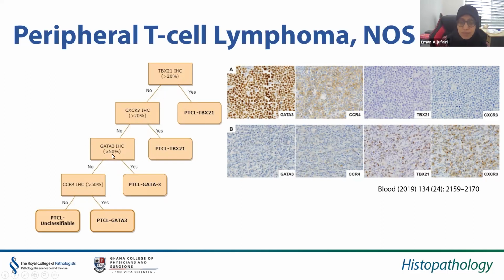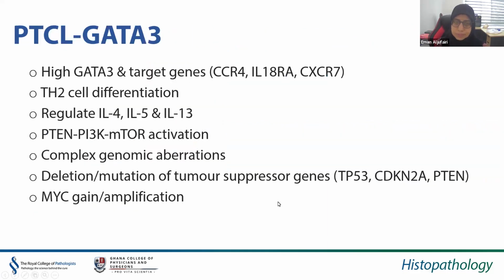If GATA3 is more than 50%, then it becomes the GATA3 subtype. If it's less than 50%, we do the CCR4 IHC. If it's more than 50%, then that's the GATA3 subtype. If it's less than 50% after these, that means we're making it unclassifiable after doing the 4 IHC. And the study showed that this works, and we still see the difference in outcome, similar to what we see with the gene expression profile data, with a good correlation, around 80 to 90% correlation with gene expression subtyping.